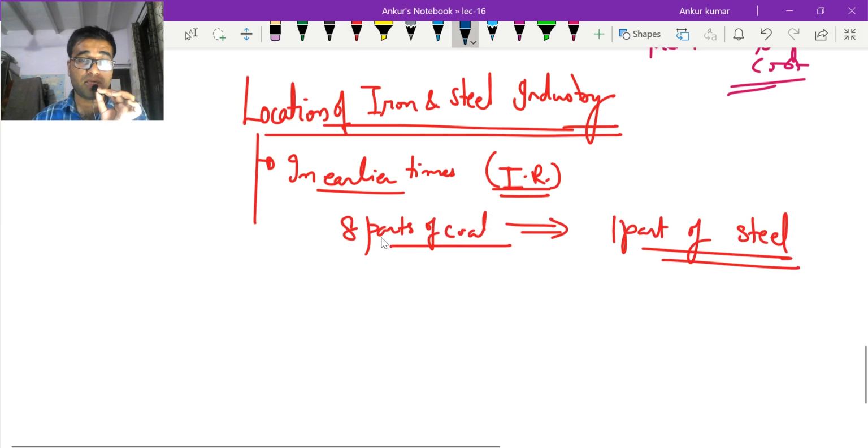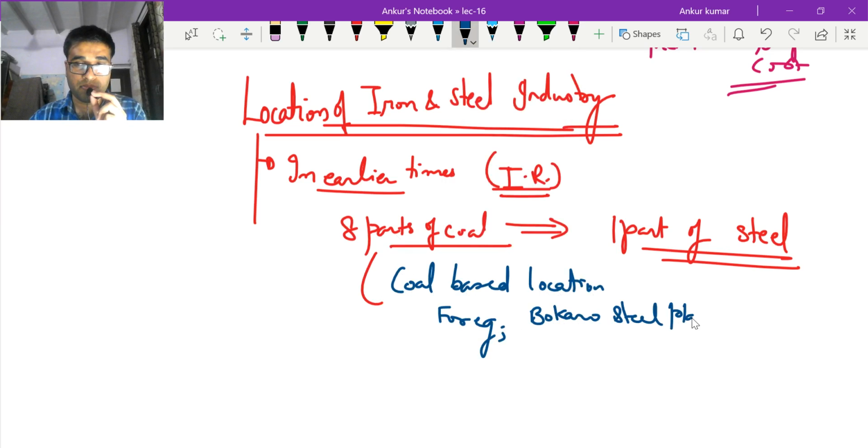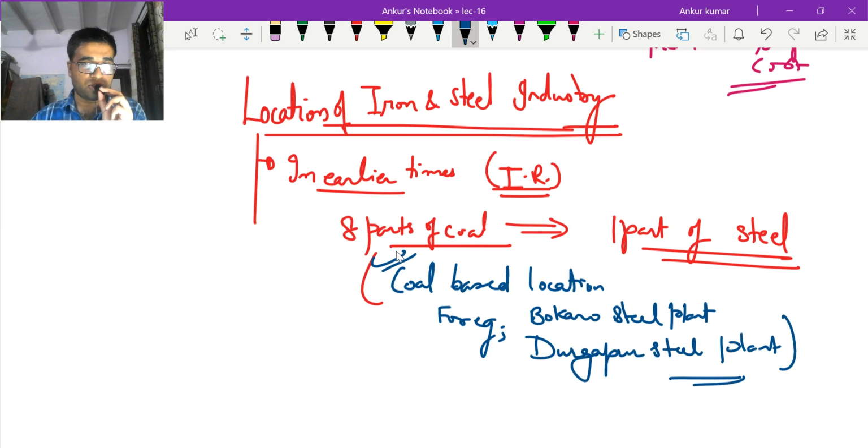So industries were established in the coal-based locations. For example, Bokaro Steel Plant, Durgapur Steel Plant. So these are based on the coal-based locations.